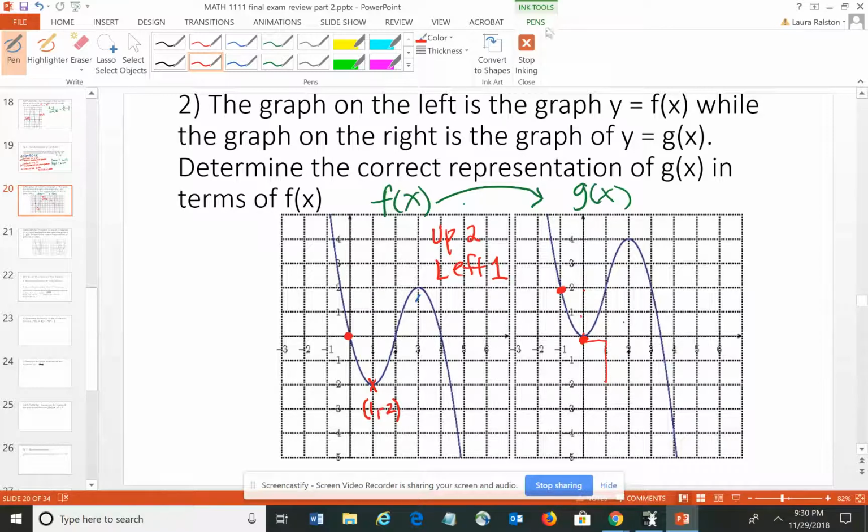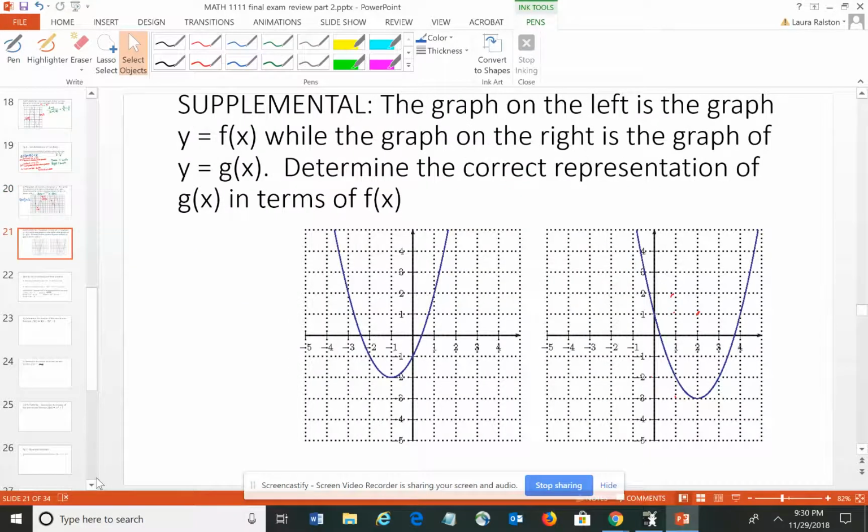Now to express that in terms of an equation, the up 2, remember we're going to add 2 to the function, and to do left 1, we would add 1 to the x value. So it would look like f of x plus 1 plus 2. And guys, honestly, that's the best way to do it, is just to kind of follow those points and see how they're transformed. The supplemental question is very similar to that.